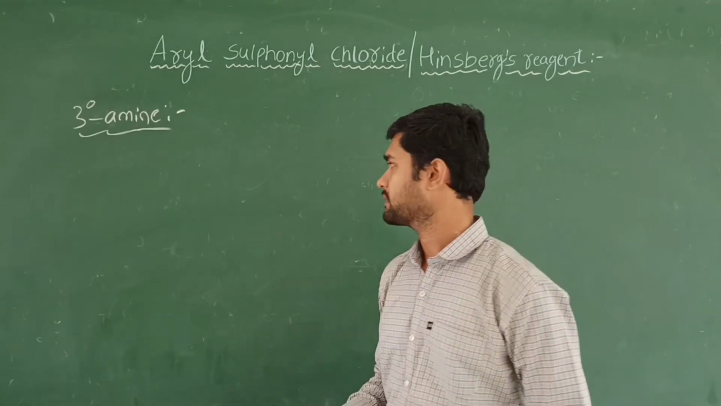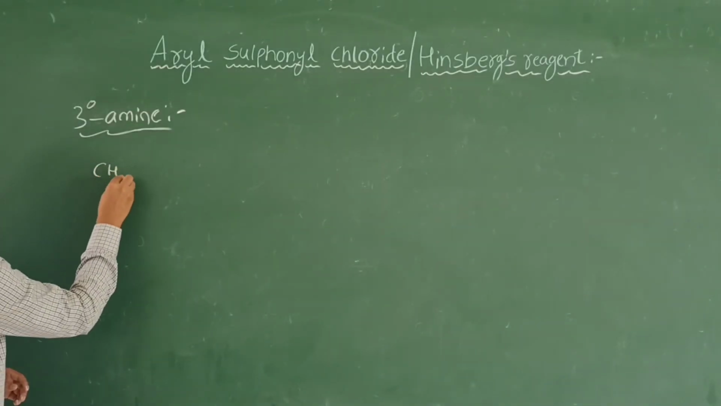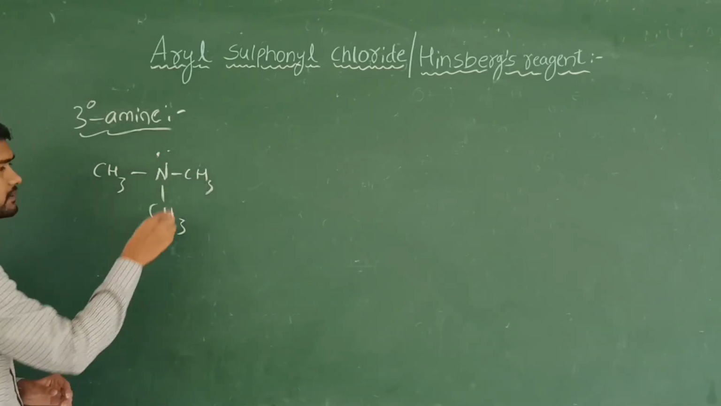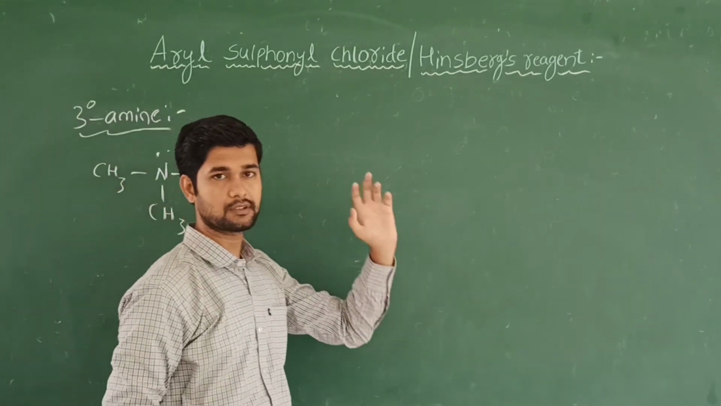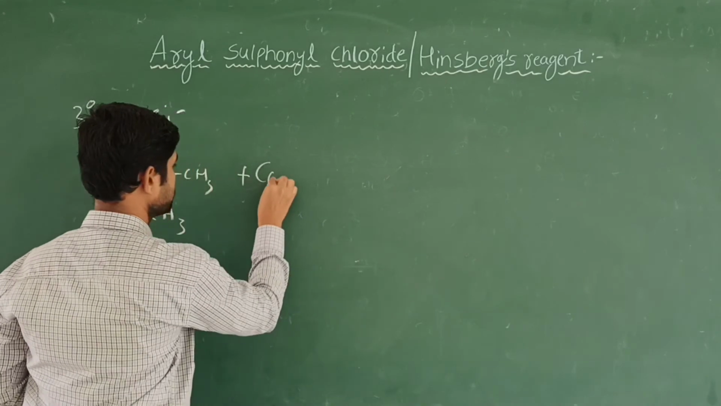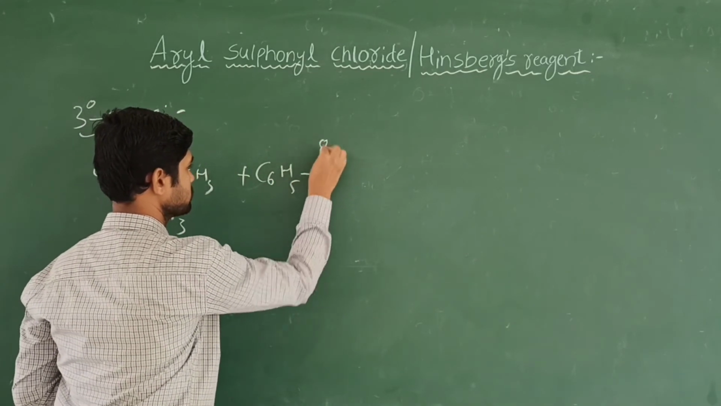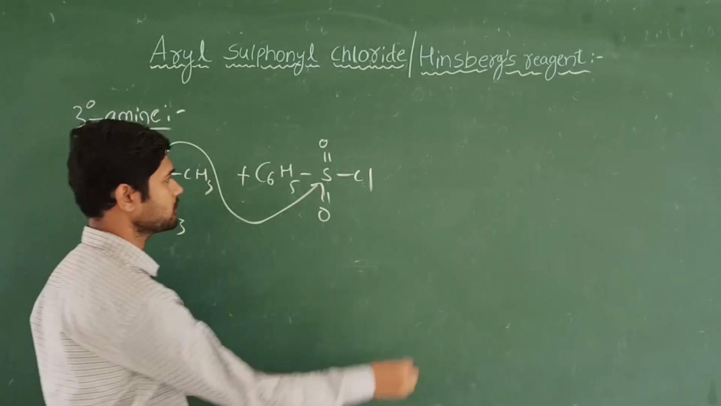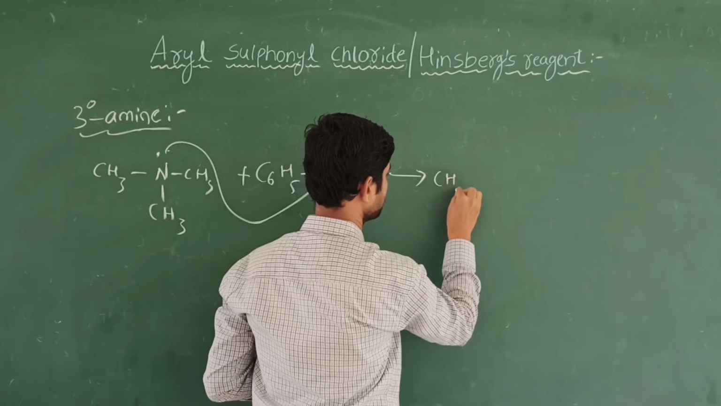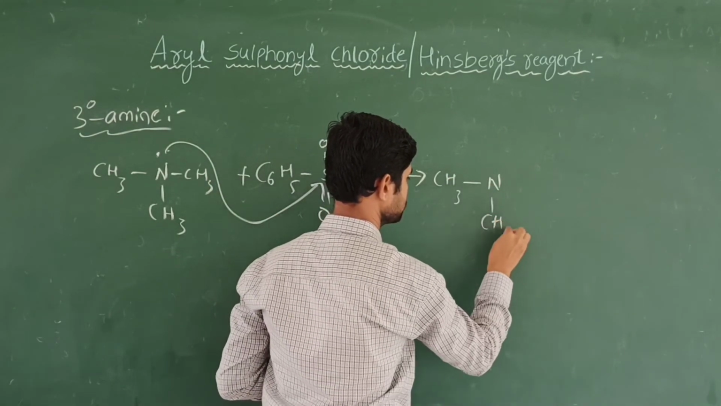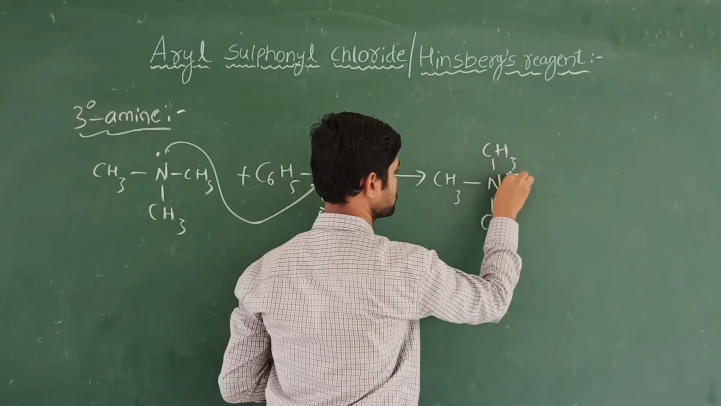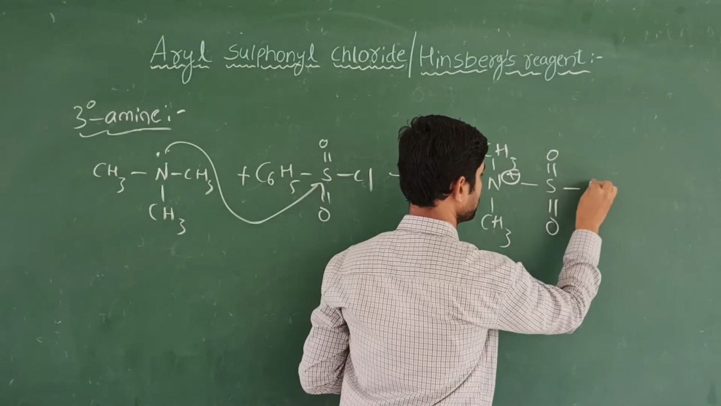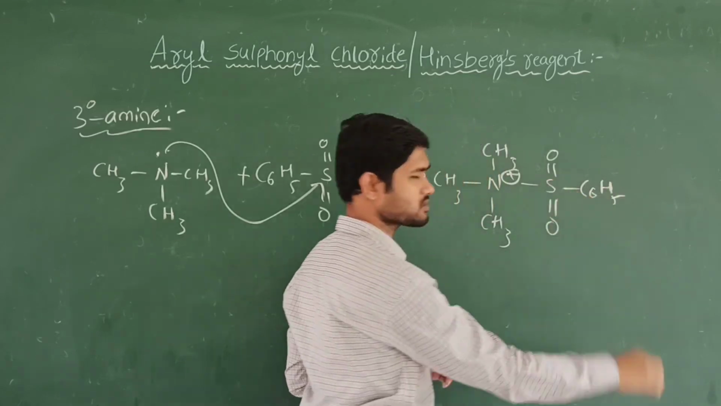Let's see the tertiary amine. Here for the tertiary amine I am going to take trimethylamine as the example. Let's check whether this tertiary amine reacts with this sulfonyl chloride or not. Once again, due to the lone pair of electrons, it is going to attack the sulfur atom, so I am going to write the final product. This nitrogen becomes positively charged because of the new bond formation with the arylsulfonyl chloride compound. So this compound is unstable.